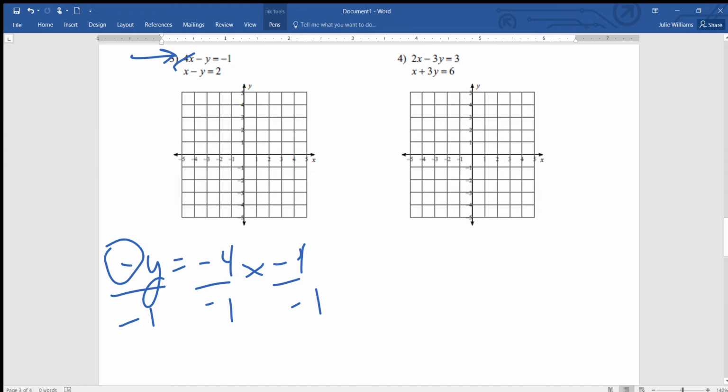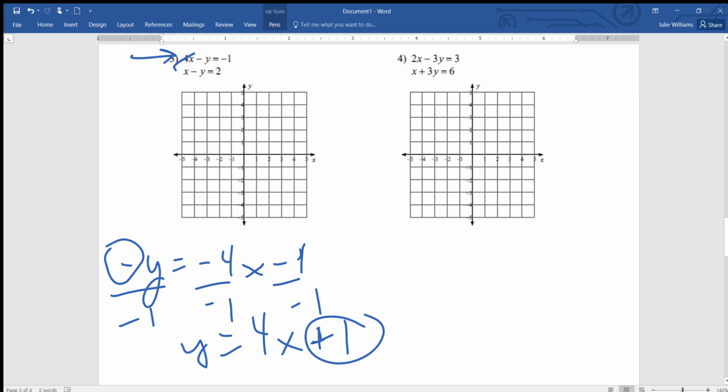When I do that, I get y is equal to -4 divided by -1 is 4x, and then -1 divided by -1 is a +1. So that's my first equation: y equals 4x plus 1. We'll go ahead and graph that, starting with the y-intercept of 1, and then the slope is 4.